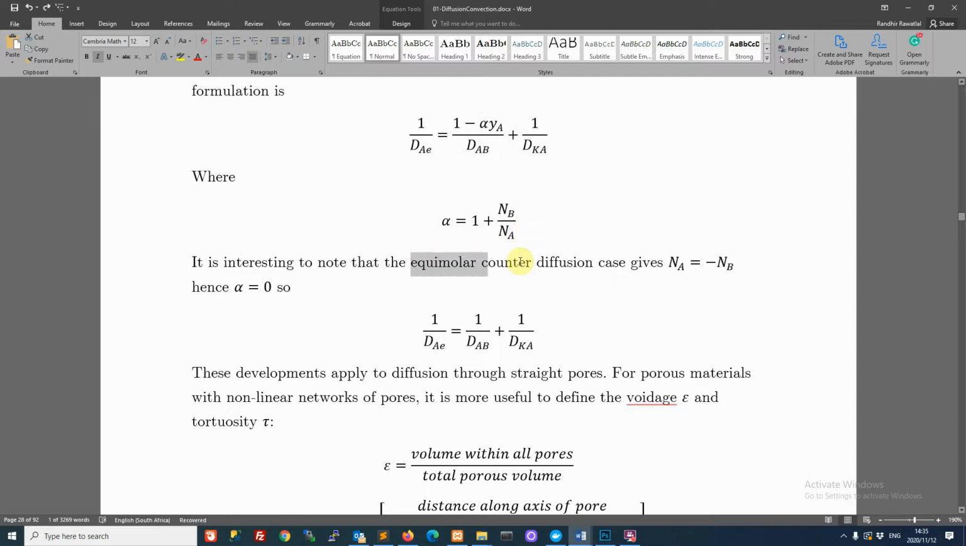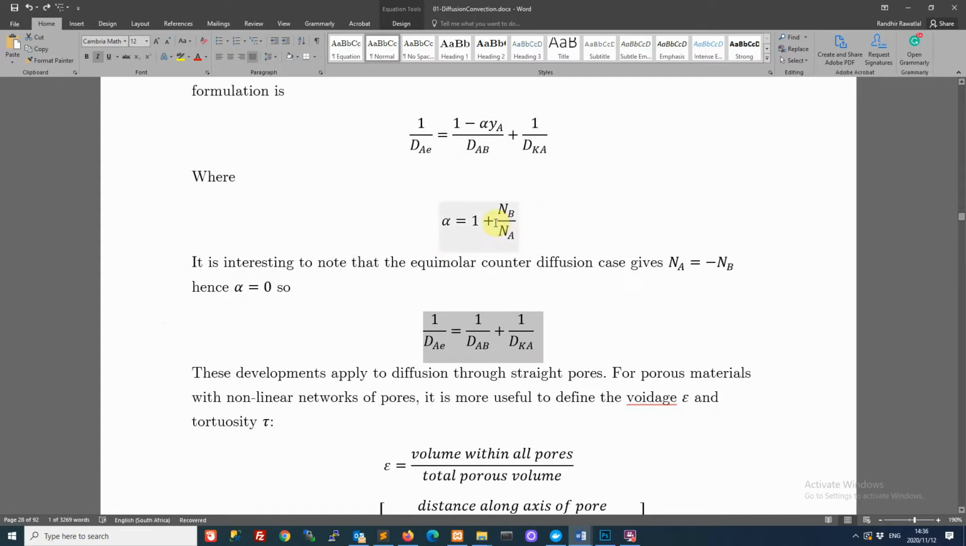And if we think about the equimolar counter diffusion case, that means that we have equal number of moles of A and B, but they are diffusing in opposite directions. So the molar flux of A is minus the molar flux of B. So if we happen to know that that's the situation, and I'll show just now when we might know that, then we can clearly estimate that this is minus 1. And then minus 1 plus 1 is 0. So alpha is 0 in this case. So in this case, we can see that it simplifies the expression quite nicely to that.